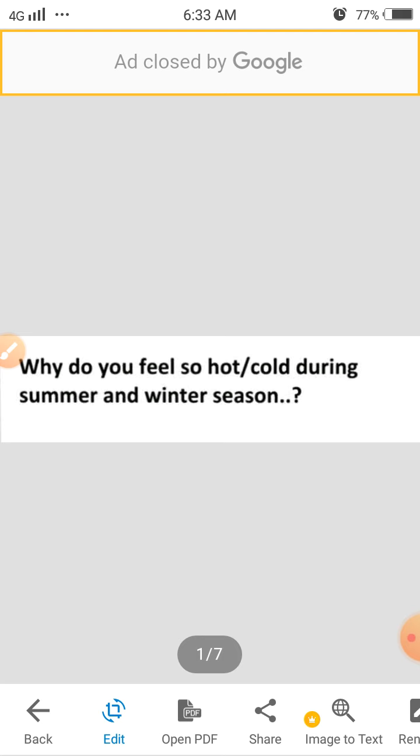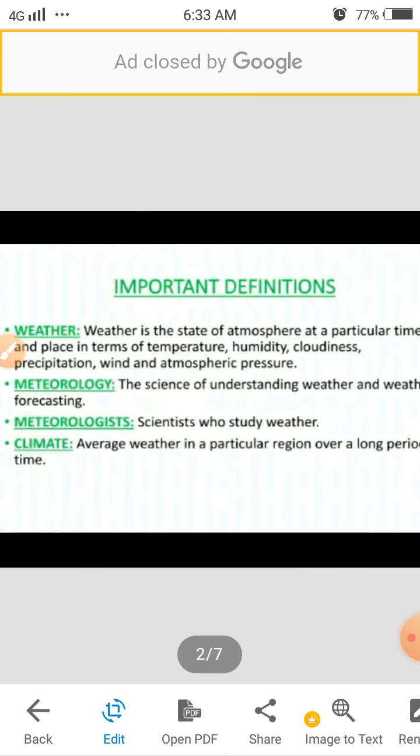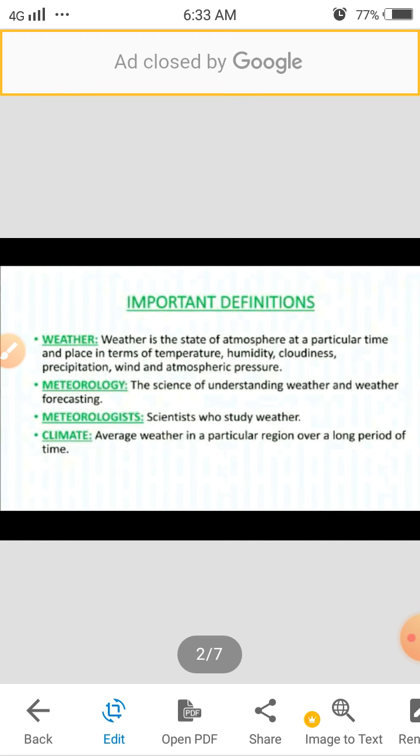But what is the meaning of the weather? How do you define the weather? This is the definition of the weather. Weather is the state of atmosphere at a particular time and place in terms of temperature, humidity, cloudiness, precipitation, wind, and atmospheric pressure. It means the condition of atmosphere in terms of temperature, humidity, precipitation, wind, and atmospheric pressure at a particular place is known as the weather of that particular place.